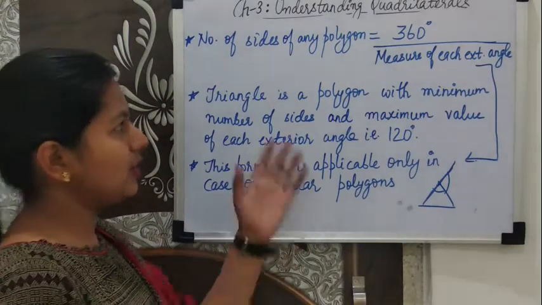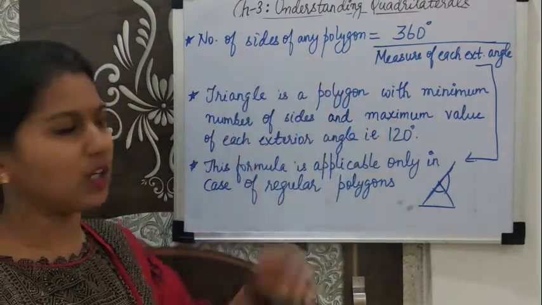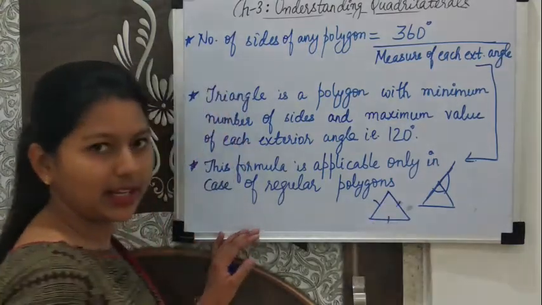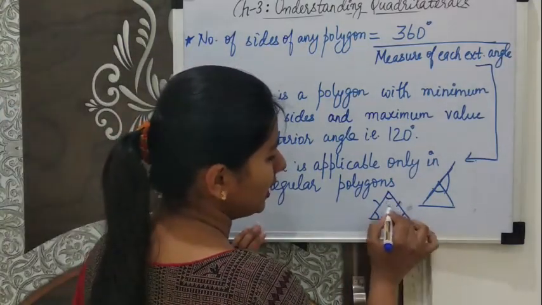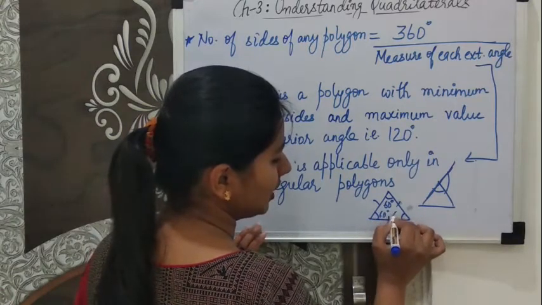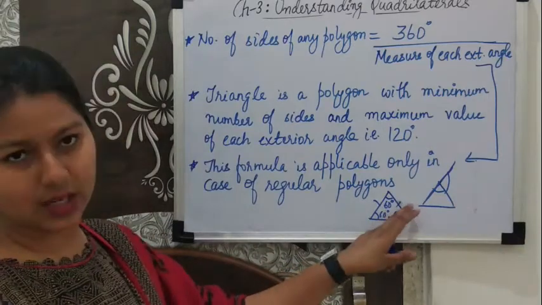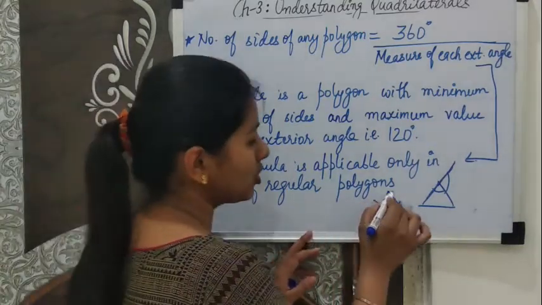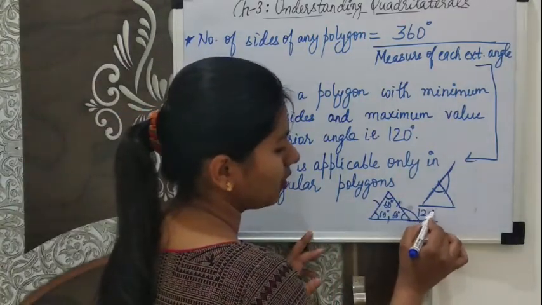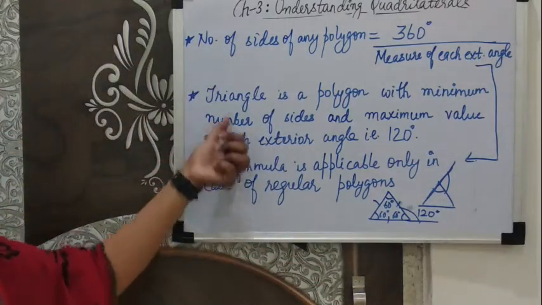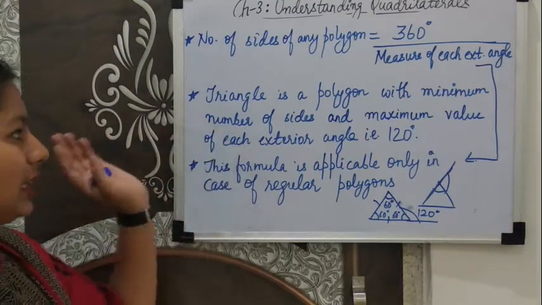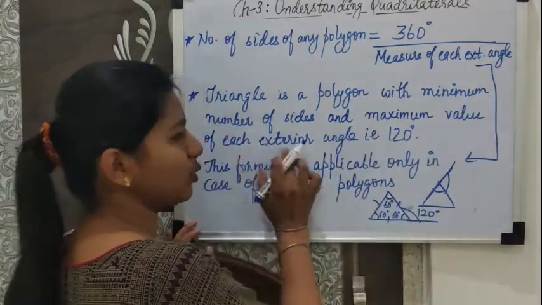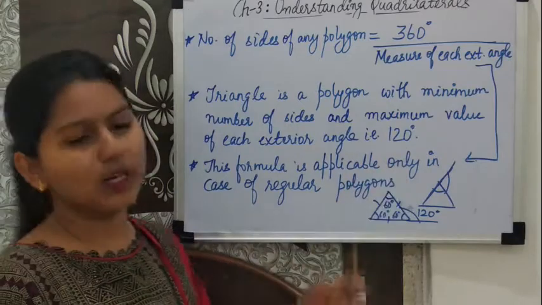How is it coming? See, this formula is applicable for regular polygons. So in case of triangle, the regular polygon is the equilateral triangle. In an equilateral triangle, the measure of each interior angle is 60 degree. So if the measure of each interior angle possible is 60 degree, this is the minimum interior angle possible for a regular polygon. So the measure of exterior angle will be 120 degree. Fine. So this is also one of the important points from where questions can be framed, that which polygon is possible with minimum number of sides, that is triangle, and it is having maximum value of each exterior angle, and that is 120 degree.